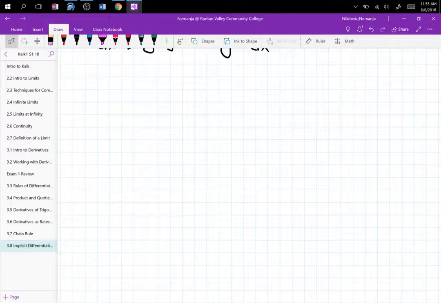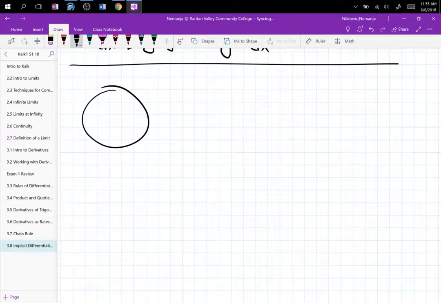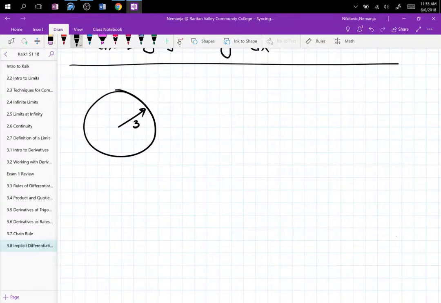So now I'm going back to my circle. I have a circle with a radius 3. And I want the tangent line. So my equation is x squared plus y squared equals 9. It's not a function. I can't write it as y equals everything else. Therefore, I can't use any of the previously learned derivative techniques. However, I can use implicit differentiation.